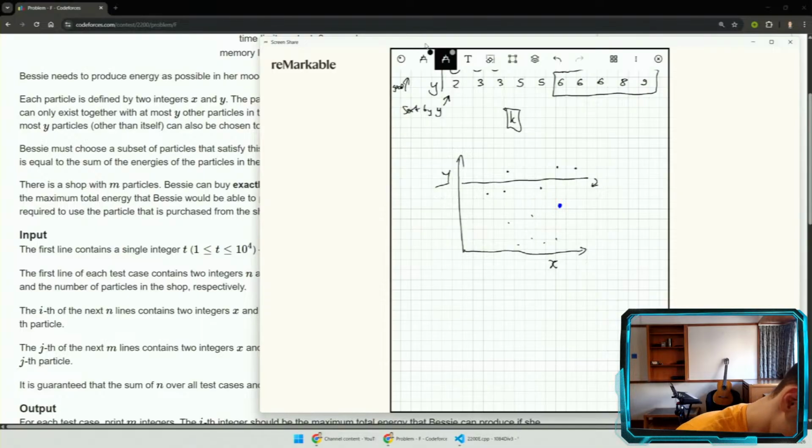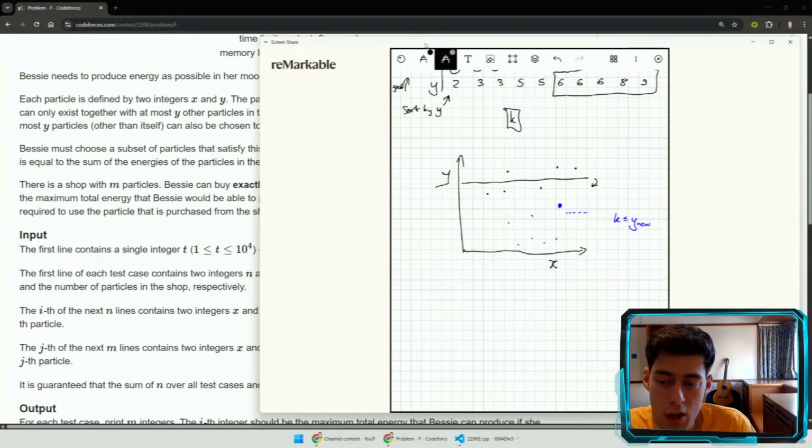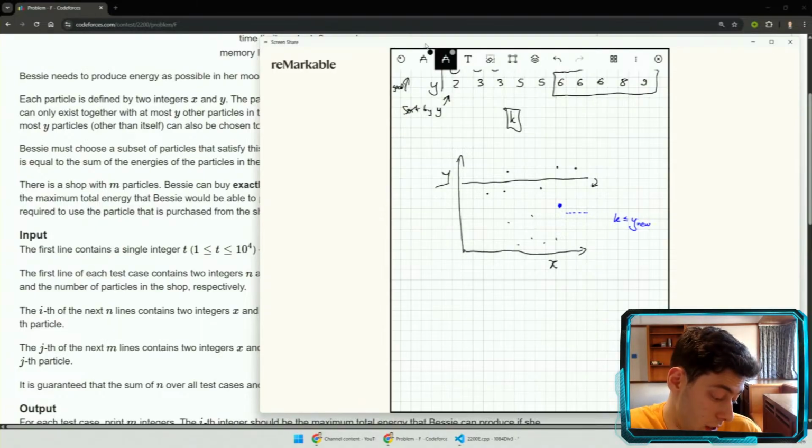So this guy sets us already a bar for y. Like the line has to be below this because we have to be allowed to use this guy. So in other words, the number of particles we choose has to be at most y of the new particle. But with that constraint, you might still want to not choose this many and choose fewer so that you can unlock more of these nice ones further down.